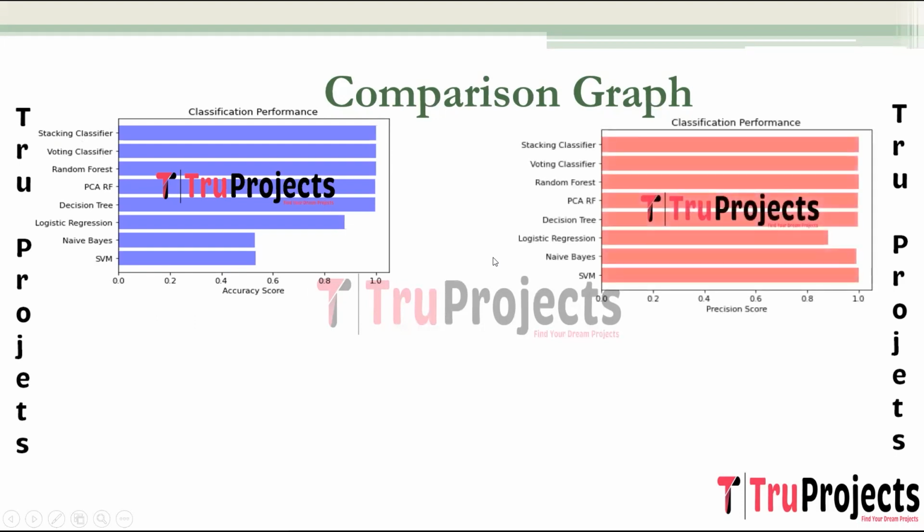This is the precision comparison graph. It is also known as positive predictive value. It is a measure of the accuracy of positive predictions made by a model. It calculates the ratio of correctly predicted positive observations to the total predicted positives.